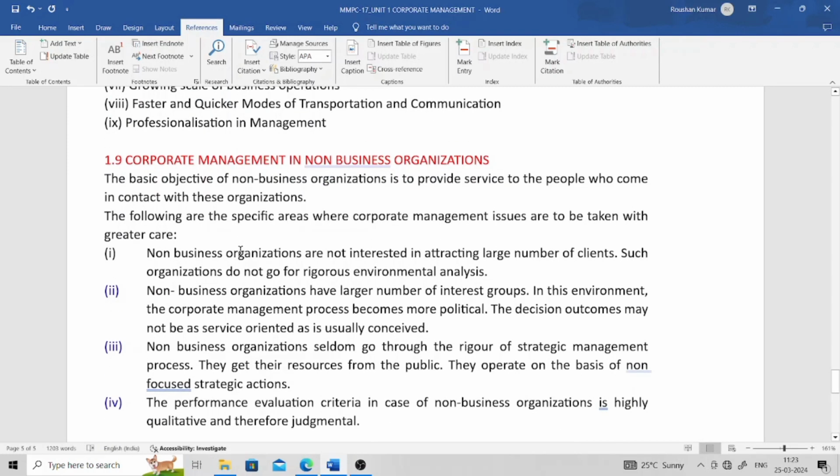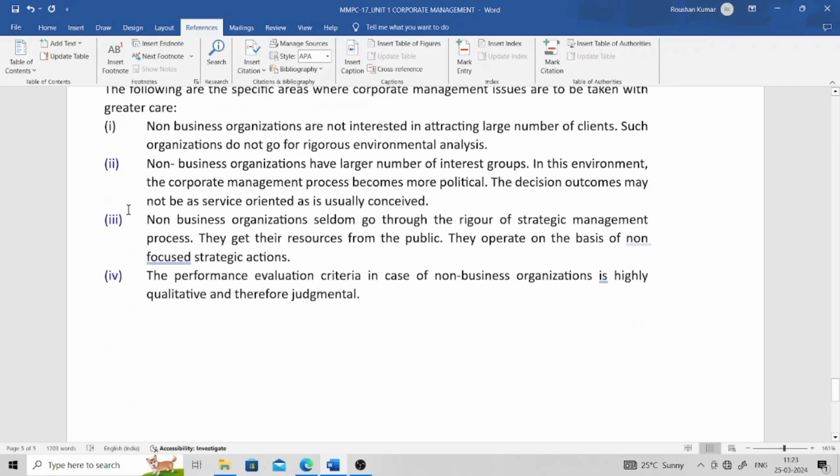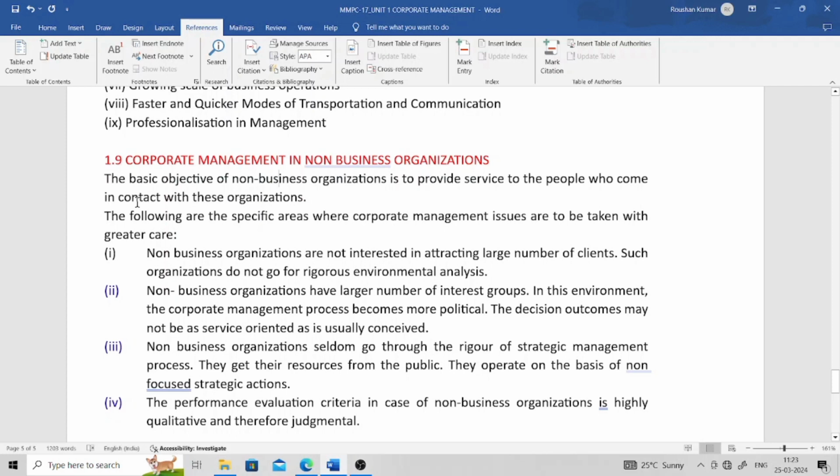Corporate management in non-business organizations. Corporate management is required not only in profit making organizations, but also in non-business organizations. The basic objective of a non-business organization is to provide services to the people who come in contact with these organizations. So that is the basic objective.